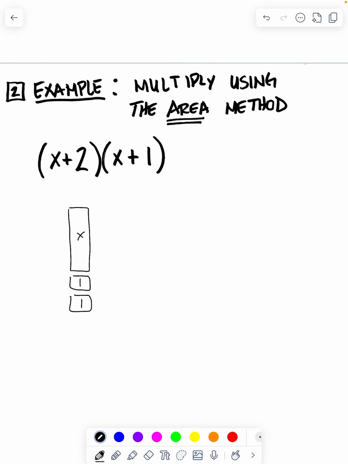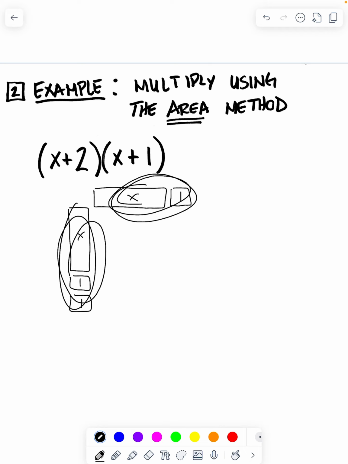And then the other one we have x plus 1. So we have an x thin rectangle about this long, another x, and we have a plus 1 for this one. So x plus 2 times x plus 1. Now let's fill in the gaps.